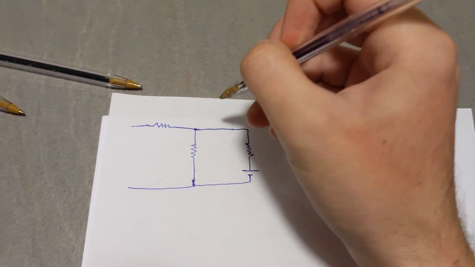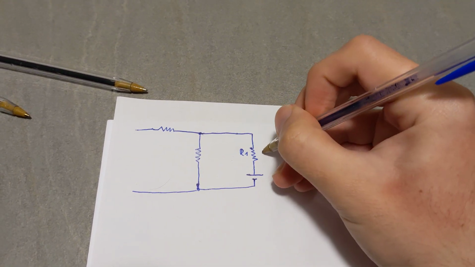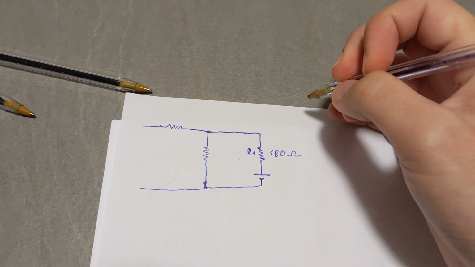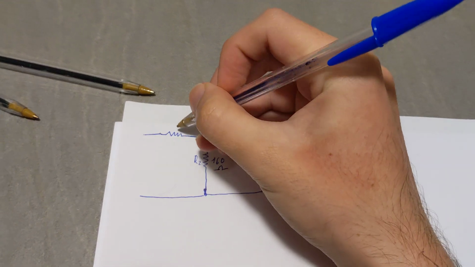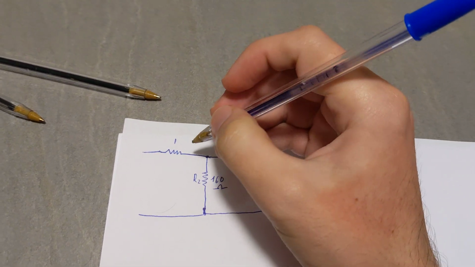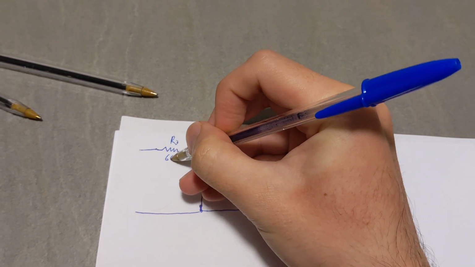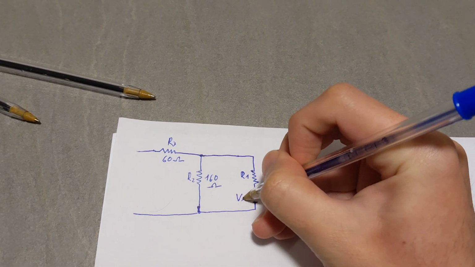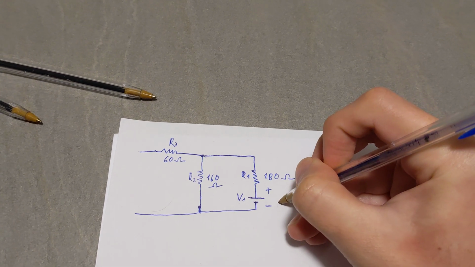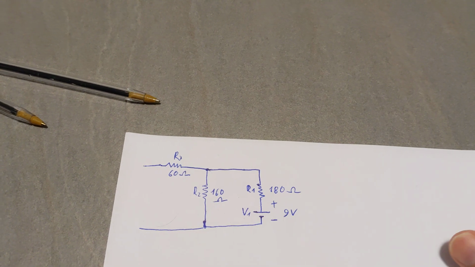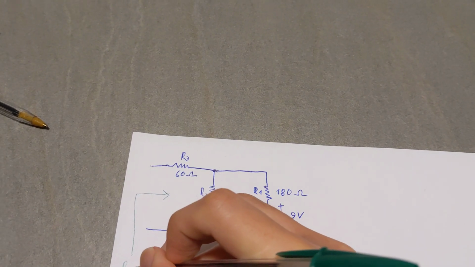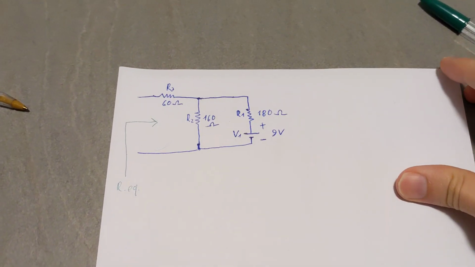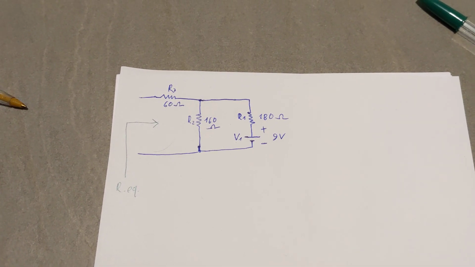Okay, so this resistance here is our R1, it's 180 ohm. This resistance here is our R2, it's 160 ohm. And this resistance here at the very top is R3, which is 60 ohm. This is our power supply, so V1, and the voltage is 9 volts. So what I want to find out is the equivalent resistance here, which we're going to call REQ, like so.